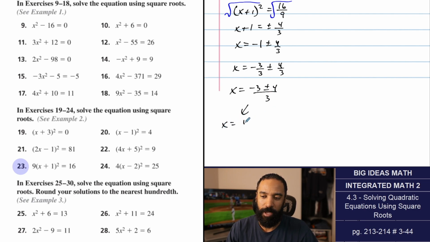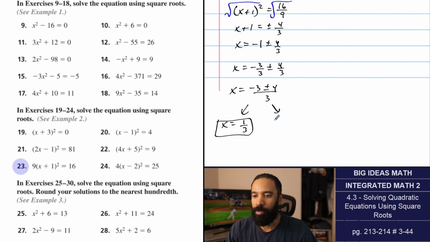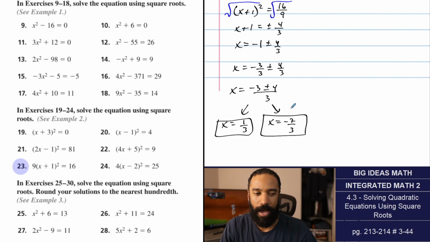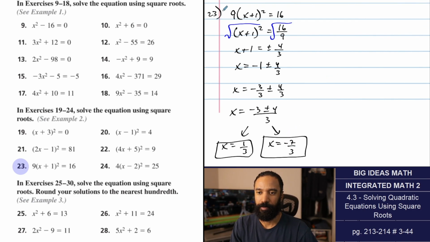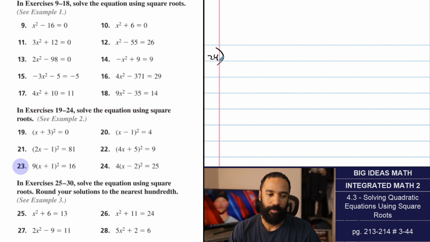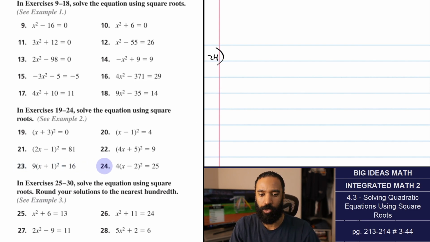Negative 3 plus 4 being 1, and 1 divided by 3 is, yes, exactly that. Negative 3 minus 4 is negative 7, and we get negative 7/3 out of that one. Those are your 2 solutions. And then we have number 24. As we wrap up this set, it asks us to solve 4 times x minus 2 quantity squared equals 25.